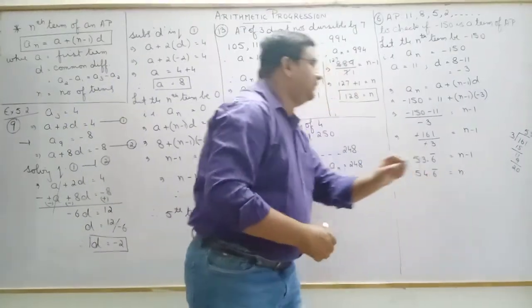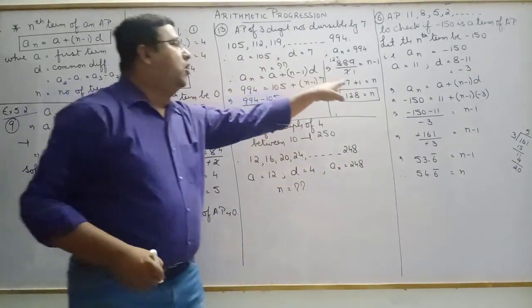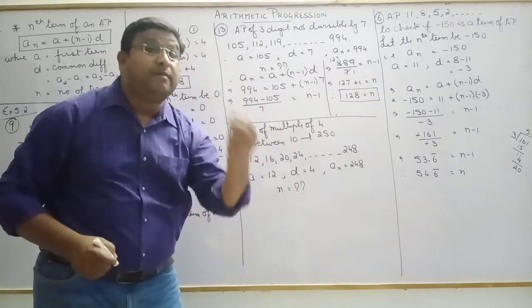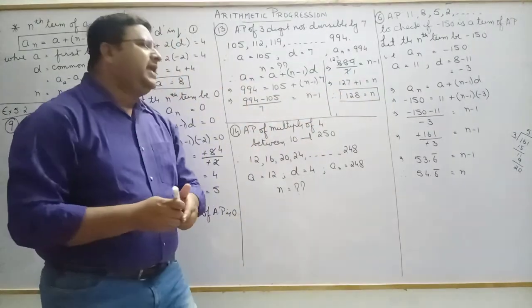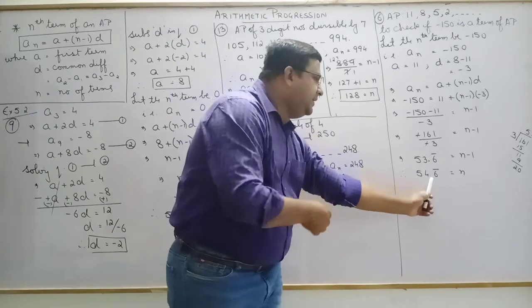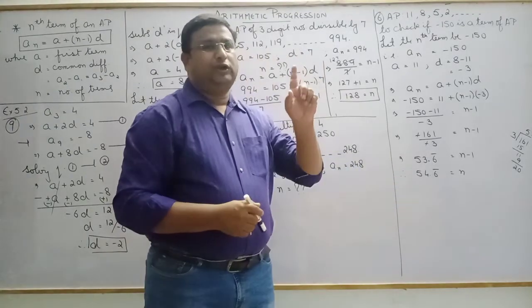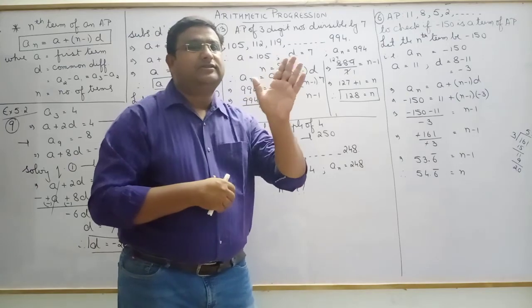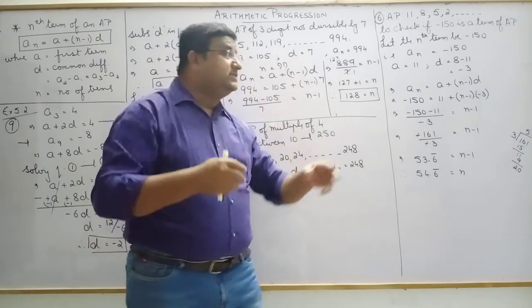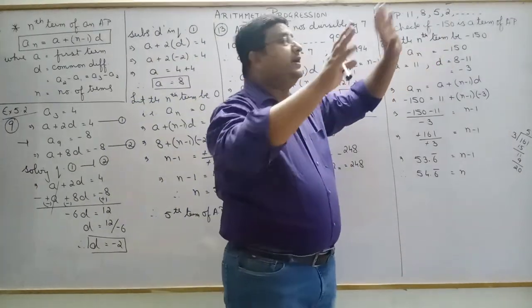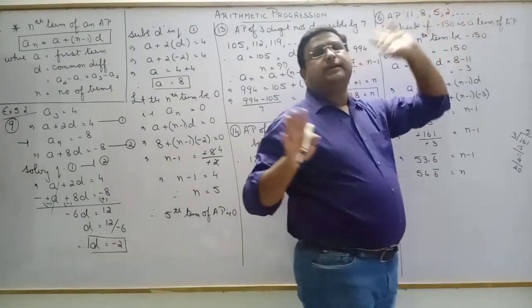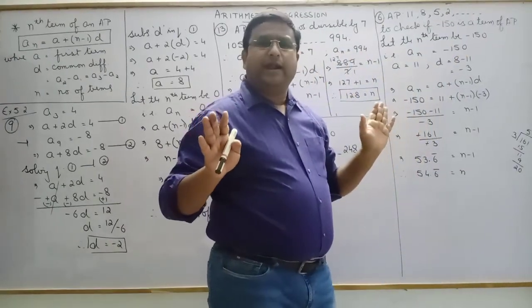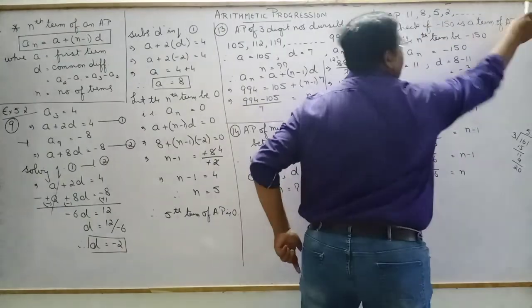What is n? n is the number of terms. Can the number of terms be in decimal? No. Can we say minus 150 students are sitting in class? No. So that means this minus 150 is not a part of this AP. Clear? Minus 150 will never come up in this AP.